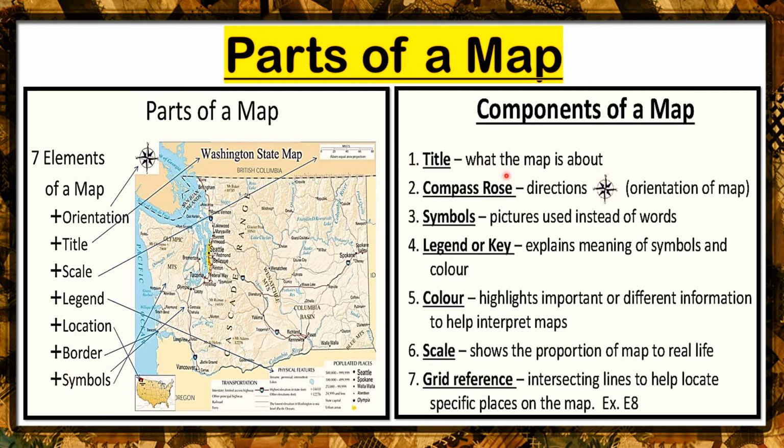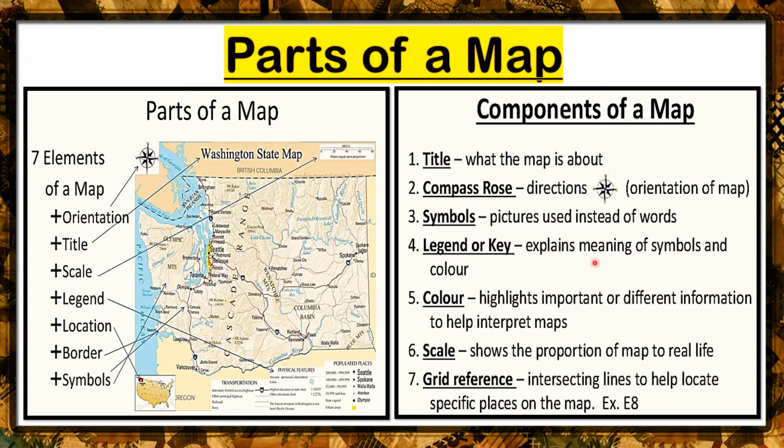So title, class, tells what the map is about. Usually the title is written above or below the map. Compass rose tells us the direction or orientation of the map. So this one: north, south, east, and west. Symbols use pictures instead of words. If you want to know the meaning of symbols, you have to look at the legend or the key because it tells us the meaning of each symbol in maps.